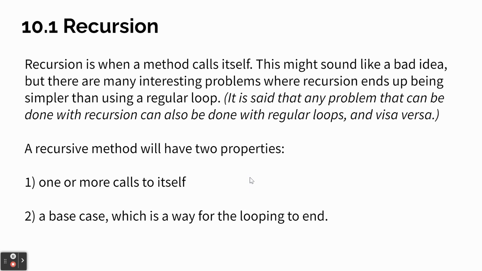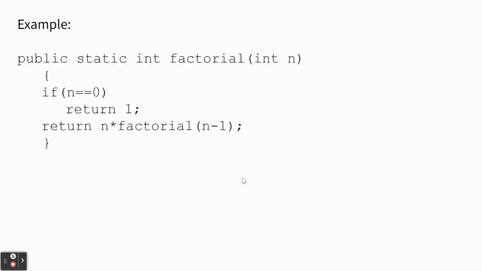So a recursive method has two properties. One, one or more calls to itself, and two, a base case, which is something that's checked each time through, so it can say, should I bail out of this looping, or should we keep looping? Otherwise, it will loop forever. You can make a loop-forever situation, and then Java just crashes. So I'll show you an example.